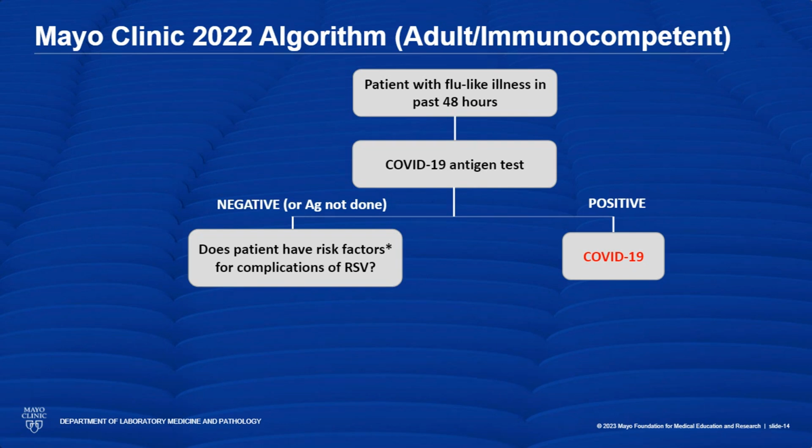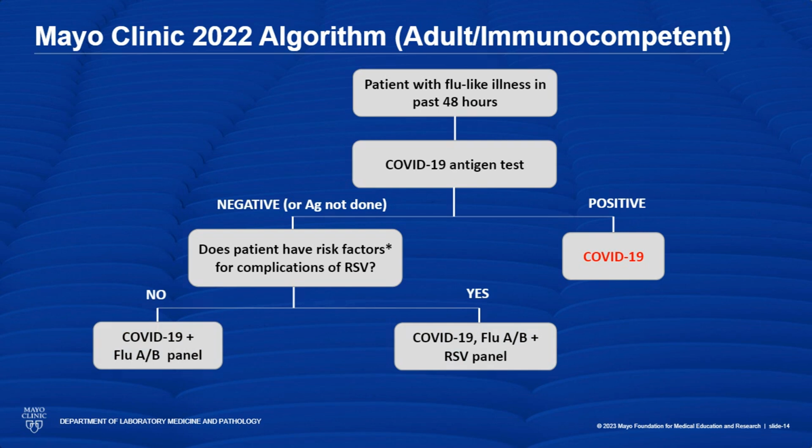If the answer was no to that question, they would have a swab collected that would be sent to our laboratory for COVID-19 and influenza testing by a molecular assay. If they did have risk factors for complications of RSV, the swab would be sent to the clinical laboratory for a panel that looked for COVID-19, flu A/B, as well as RSV.